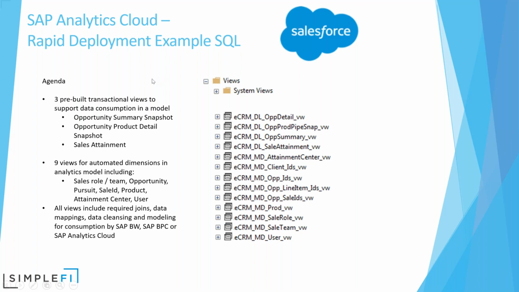What's included with those SQL views are 3 pre-built transactional views that transform your data for consumption for opportunity summary snapshot data, which would include win counts, loss counts, for opportunity product detail snapshots, for sales attainment data, if you have that in your CRM, and then 9 views for different dimensionality in your analytics model for sales role, team, opportunity, pursuit, etc. All the views include required joins, data mappings, data cleansing, and modeling for consumption.